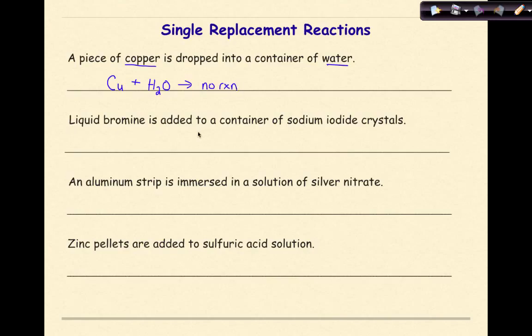Liquid bromine is added to a container of sodium iodide crystals. Liquid bromine is the state that bromine exists at STP. Now remember, bromine is a diatomic, so we're going to write Br2. So liquid bromine is added to a container of sodium iodide crystals. So sodium is Na plus 1, iodine is I minus 1, so we can write NaI.